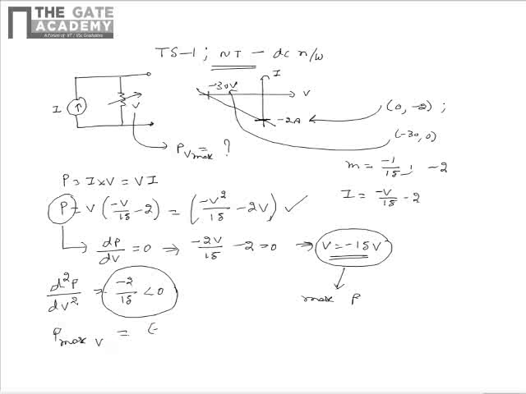From this we see that the maximum power dissipated in the variable resistor can be written as Pmax is equal to -(-15) whole square divided by 15 - 2 multiplied by -15, that is equal to 15 plus 30, that is equal to 45 watts.